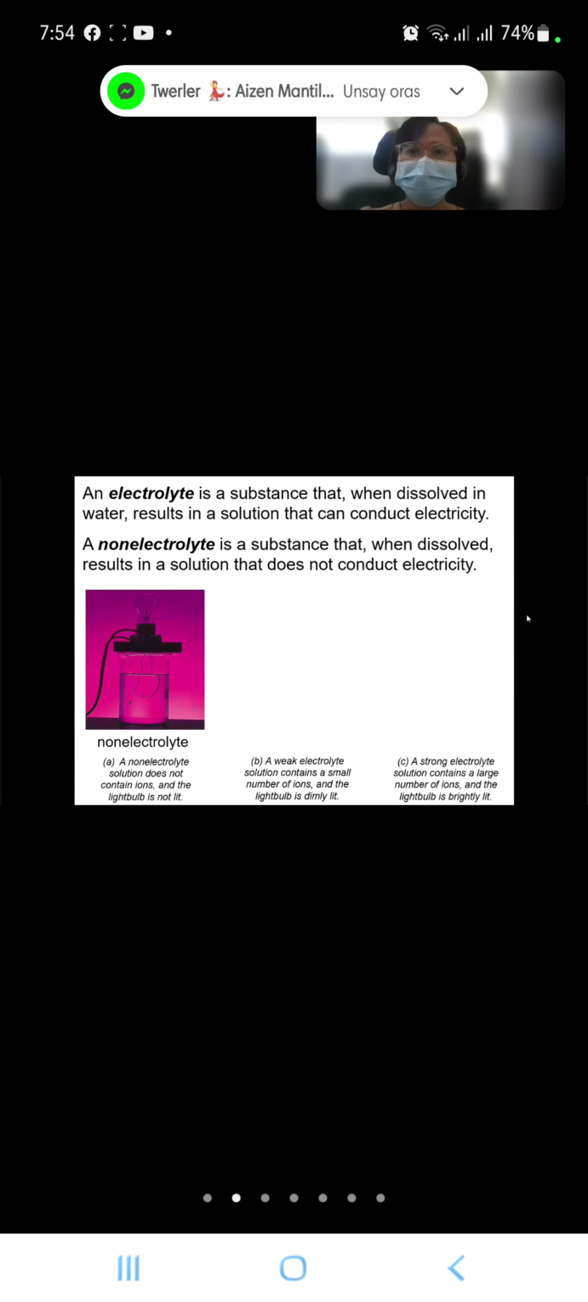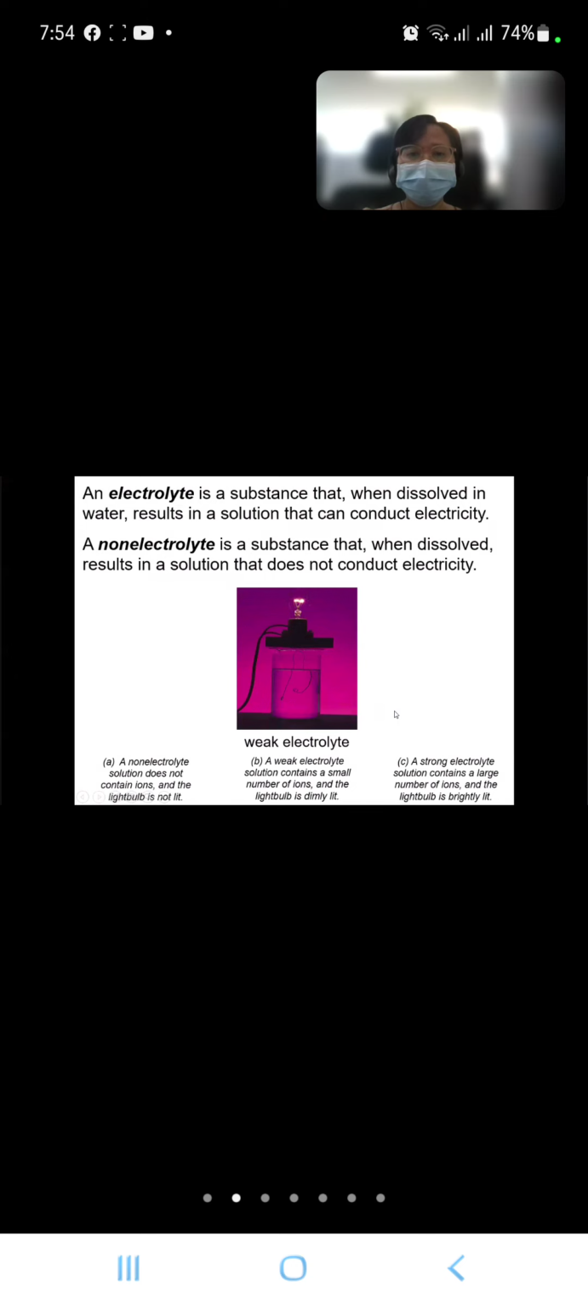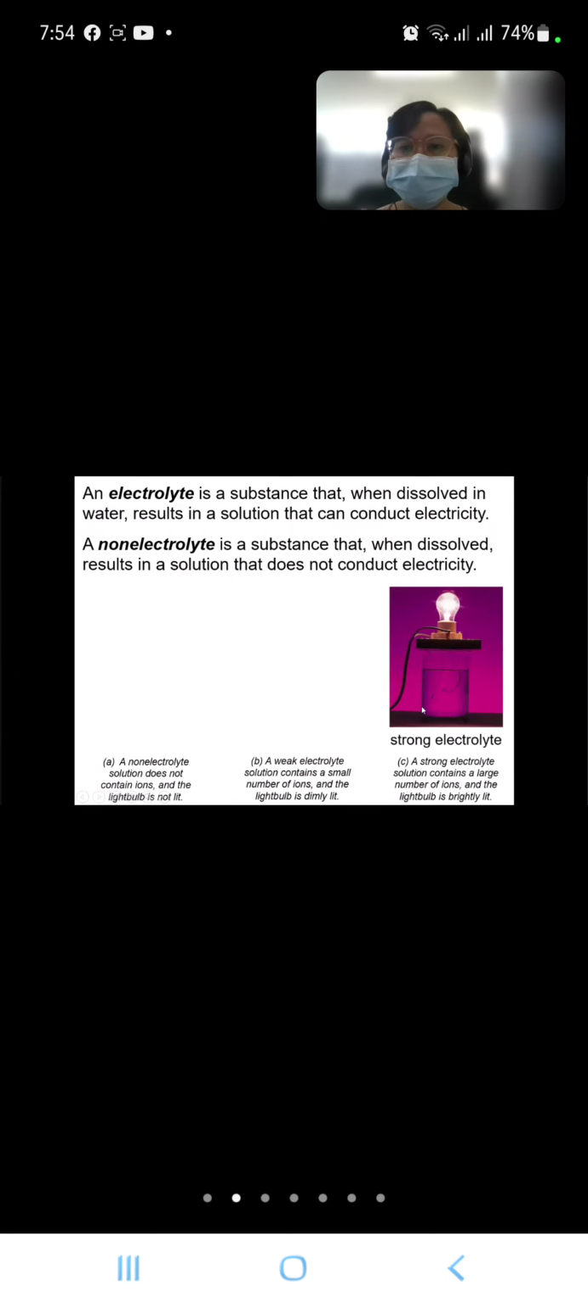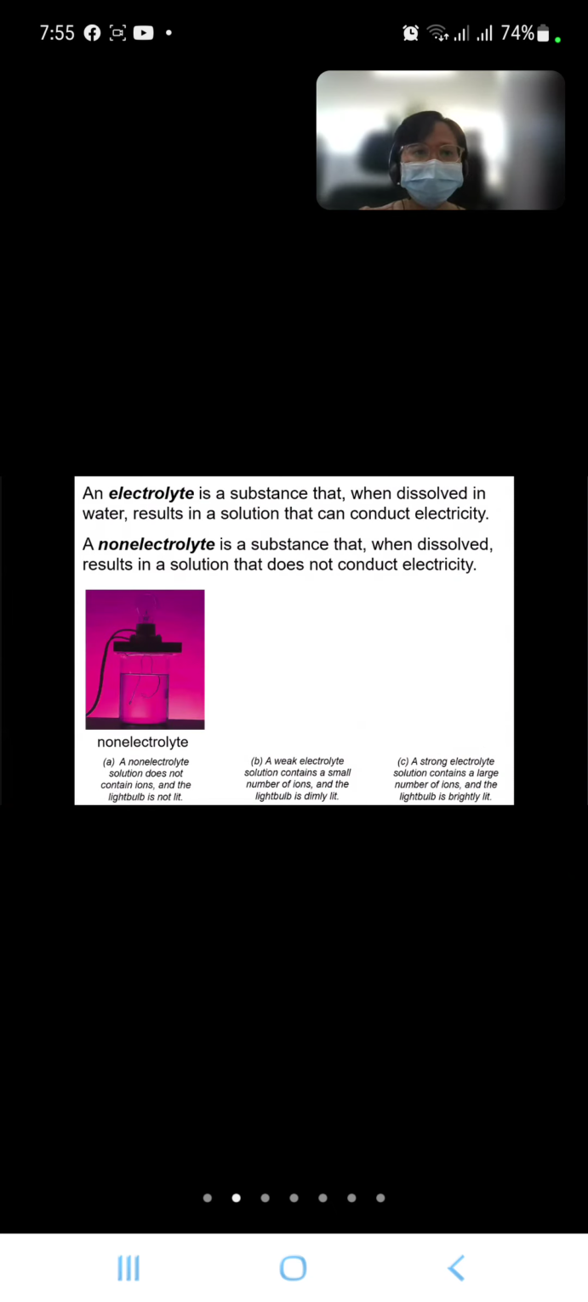Okay. So if we are going to compare a non-electrolytic substance, a weak electrolyte, and a strong electrolyte, if we compare them using the glow of the light bulb, for the non-electrolyte, this light bulb will not produce light when these electrodes are immersed into the solution containing a non-electrolyte substance.